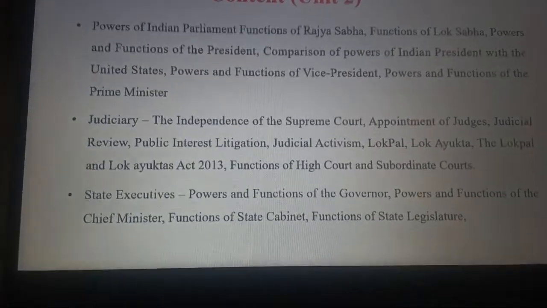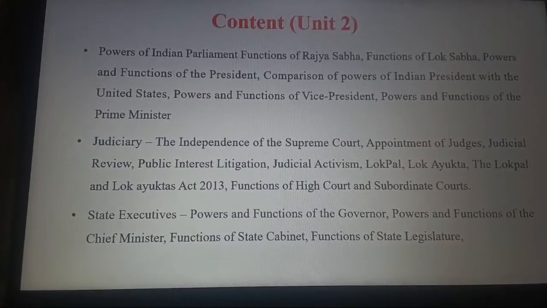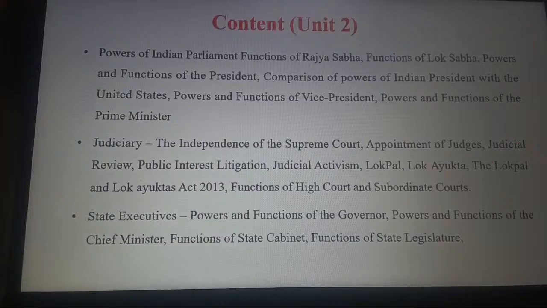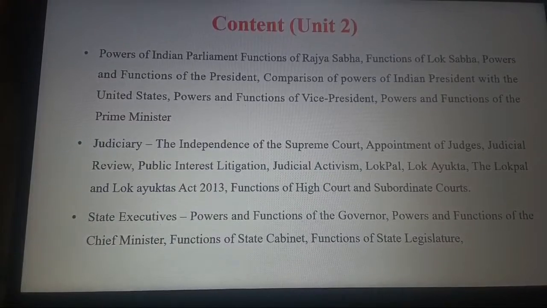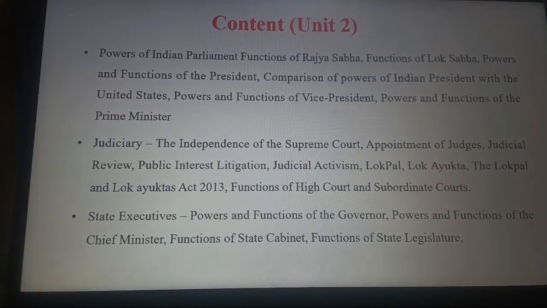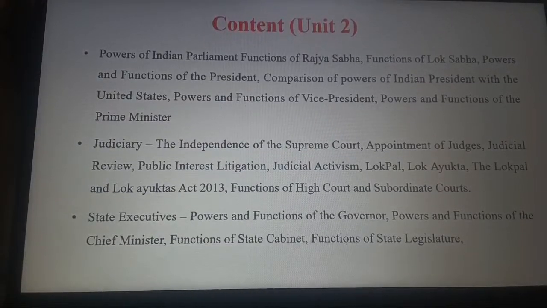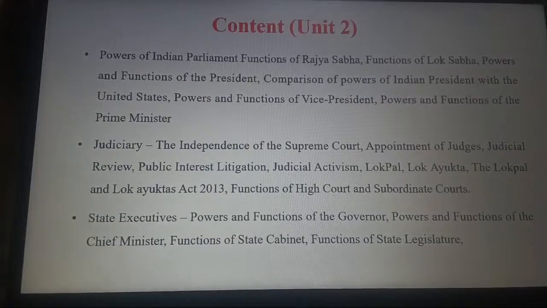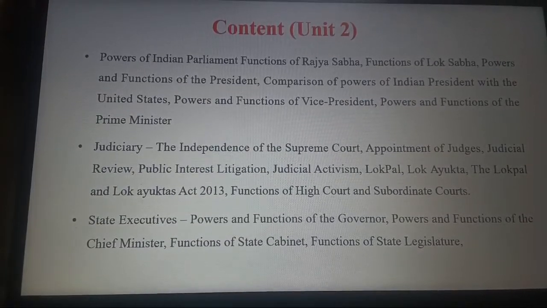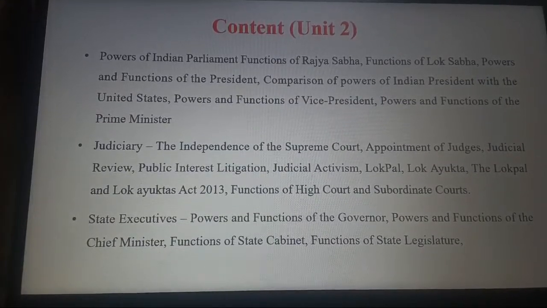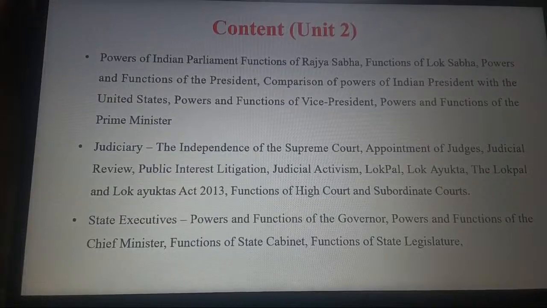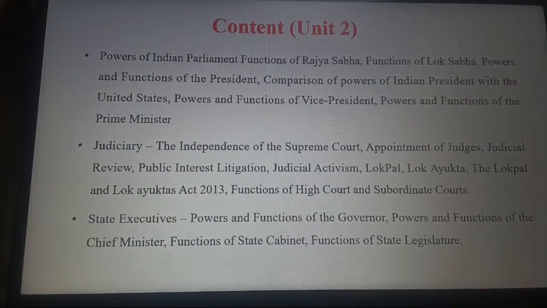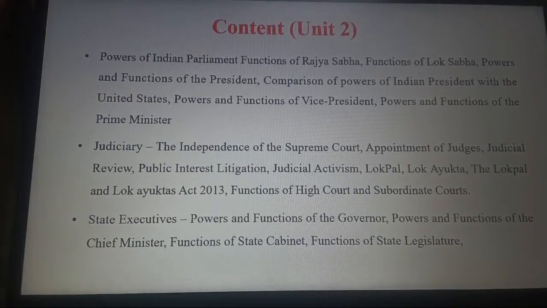In this unit, I will discuss the powers of Indian Parliament, functions of Rajya Sabha, functions of Lok Sabha, powers and functions of the President. Comparison of powers of Indian President with the United States. Powers and functions of Vice President. Powers and functions of the Prime Minister.